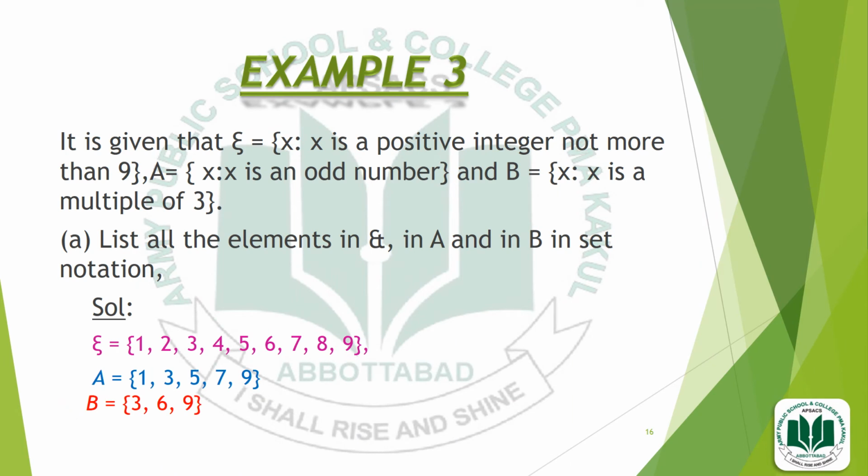Now in third example, I have considered a universal set which contains positive integers not more than 9. So that would be all the integers from 1 to 9. Now A contains elements which are odd numbers. So what would be odd numbers between 1 and 9? That would be 1, 3, 5, 7 and 9. Now the set B contains multiples of 3 between 1 and 9. So that would be 3, 6 and 9.